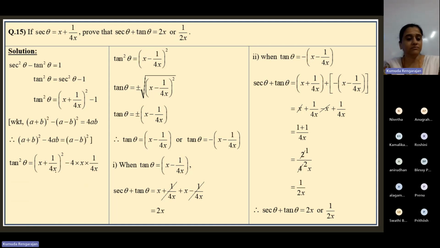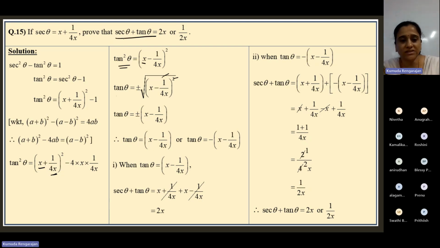A plus b the whole square minus 4ab is nothing but a minus b the whole square. So tan square theta is equal to x minus 1 by 4x the whole square. So tan theta is equal to plus or minus square root of x minus 1 by 4x the whole square. The square and the square root cancel, so tan theta is equal to plus or minus x minus 1 by 4x. That means tan theta is positive x minus 1 by 4x or negative x minus 1 by 4x. So we have two values for tan theta.